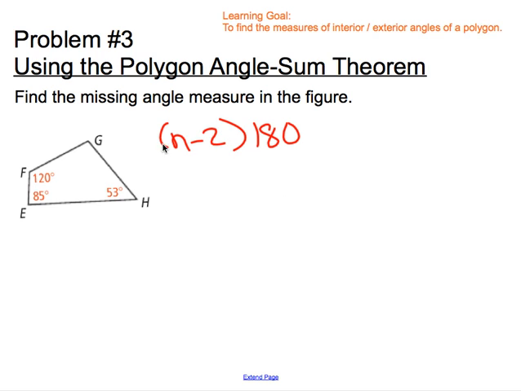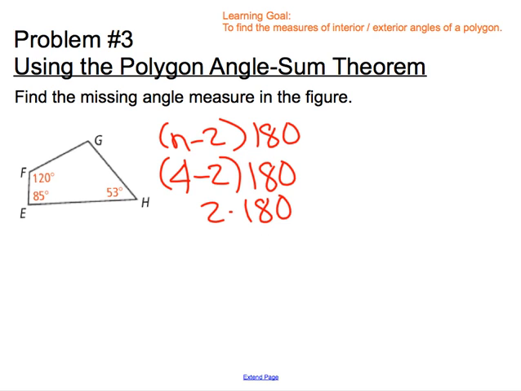So this is a four-sided figure, so we're going to plug 4 in for n. So we have 4 minus 2 times 180. And 4 minus 2 is 2, so we have 2 times 180. And 2 times 180 is 360. So we know the sum is 360.